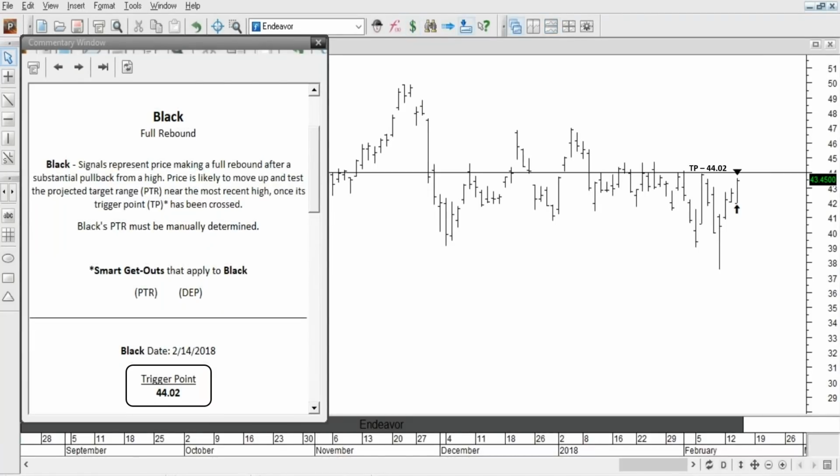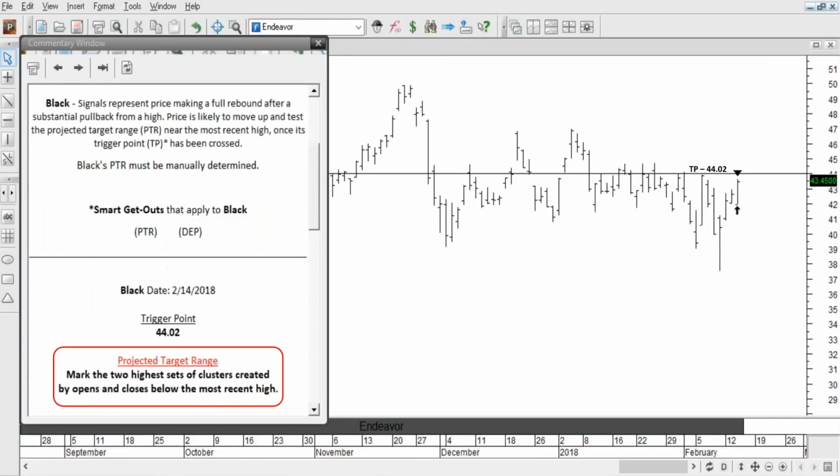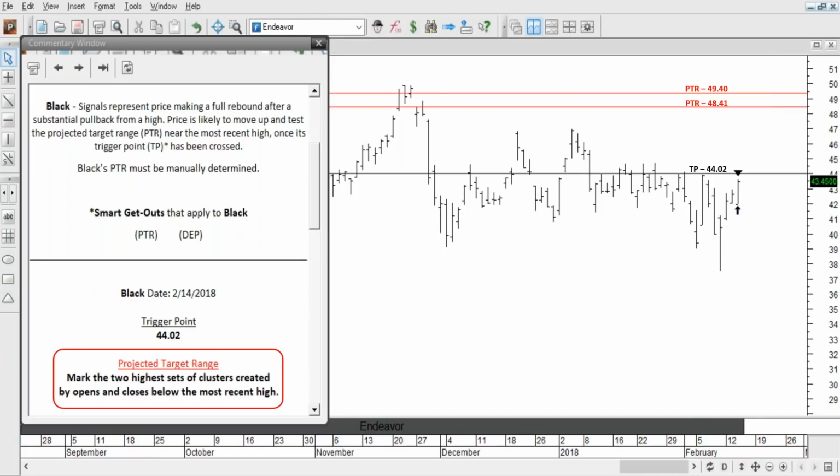Now, we know that if the signal is confirmed, it means that price will make a full rebound. But just how high can price go? The answer to this is in the commentary right below the trigger point. We call it a projected target range, and it tells us to mark the two highest sets of clusters created by opens and closes below the most recent high, which I've marked with two red lines. Our top range is 49.40 and our bottom is 48.41. Now, if the trigger point's crossed, we know exactly how high price can rise before it's likely to make another pullback.